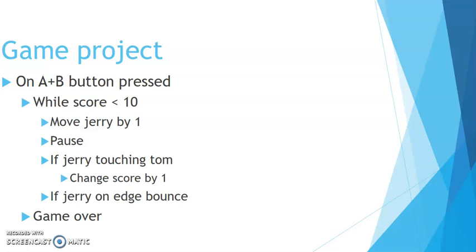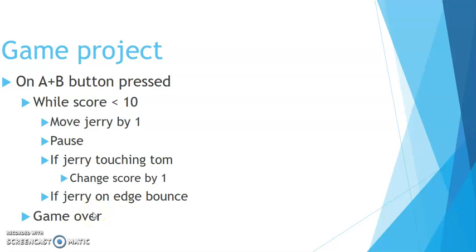So remember, the score was set to 0 at the start. So every time they touch off each other, it's going to go up by 1. And then if Jerry is on edge, we bounce. So we just bounce back again. When we fall out of the loop, so when the score gets to 10, then it's going to fall out of the loop. And then we get our game over.